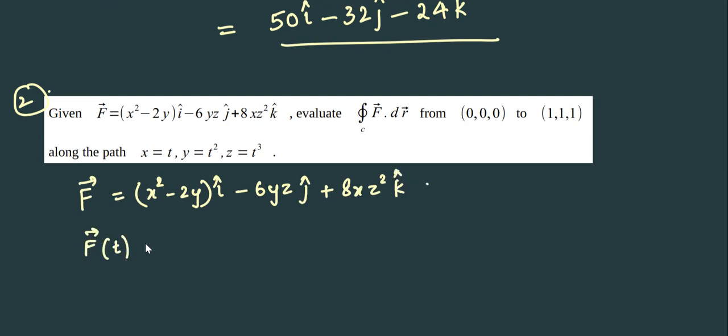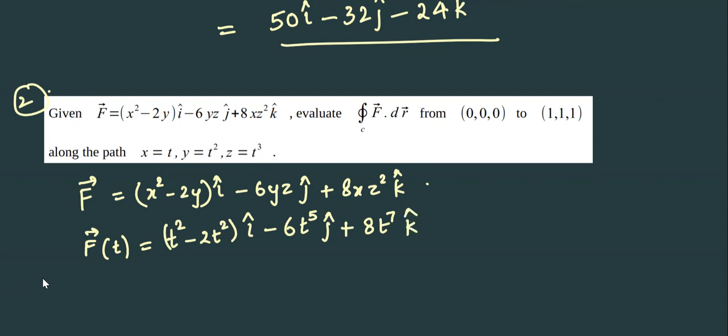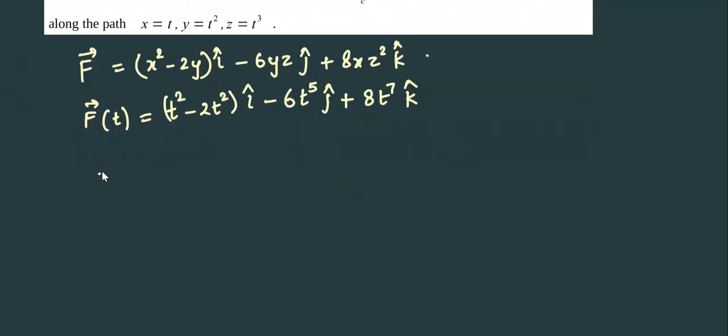so substituting in terms of t, x is t and y is t square. So x square minus 2t square. Then minus 6 into y into z, 6 t power 5. Now next it is 8x z square. Now z square will give us t power 6. Then times x, t power 7. So this is f.